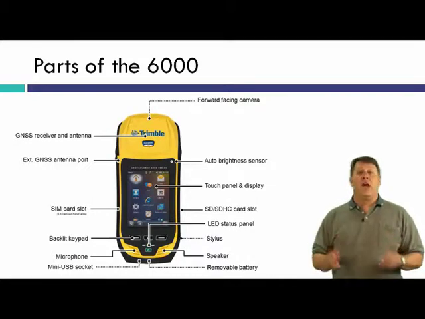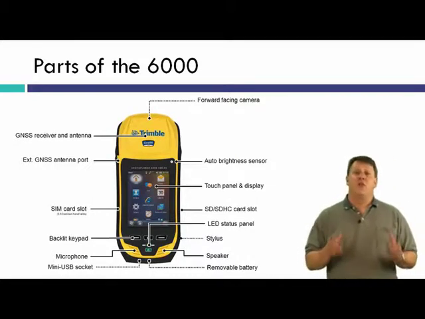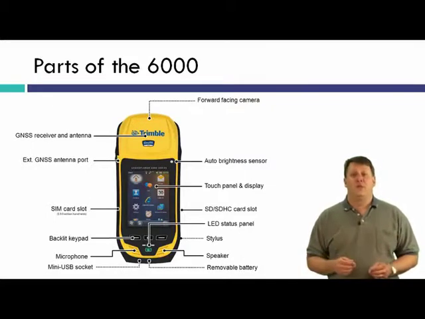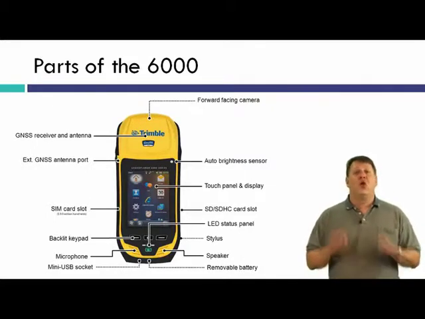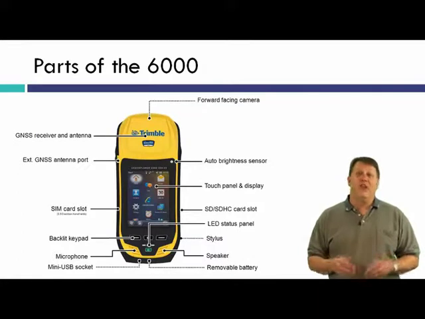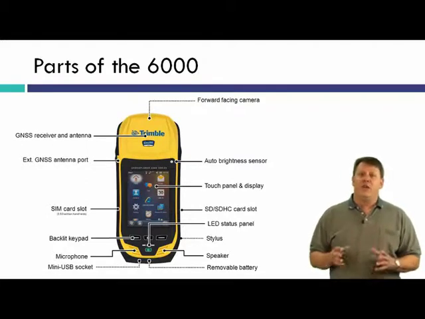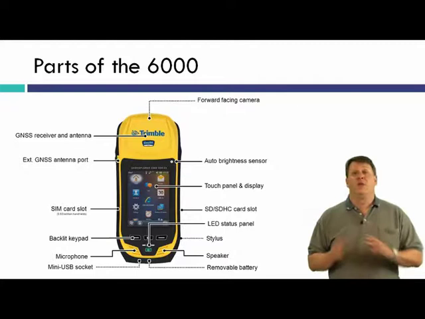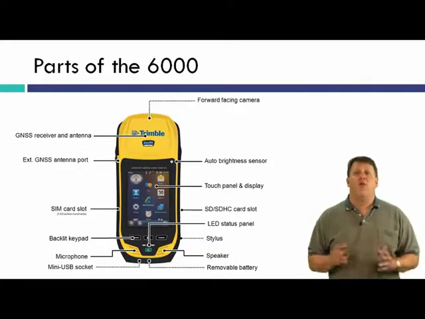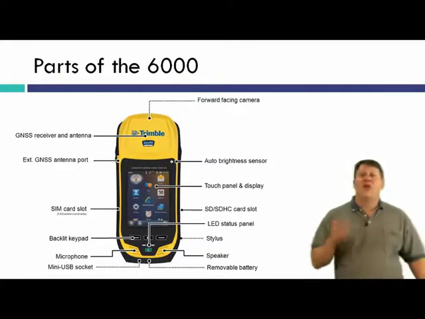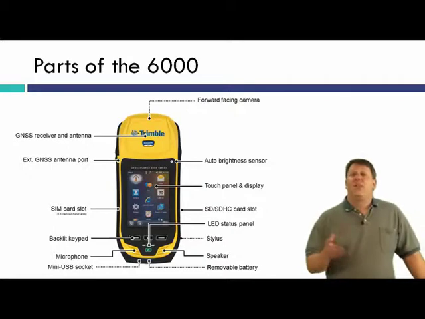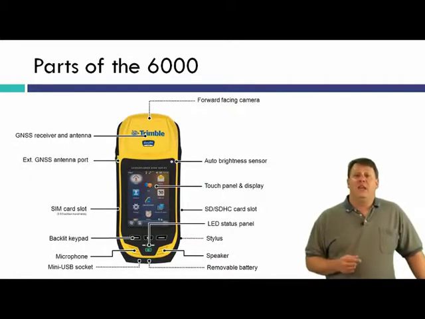On the left side is where we can plug in an external antenna cable into our receiver. The white circle on the right side of the screen is where we have the auto brightness sensor. The screen will automatically adjust its brightness based on field conditions. When we're out in the field, we wouldn't want to cover this up. It would affect the brightness of the screen. In the center, we have our touch screen. At the bottom of the screen, we have a backlit keypad and the LED status panel.